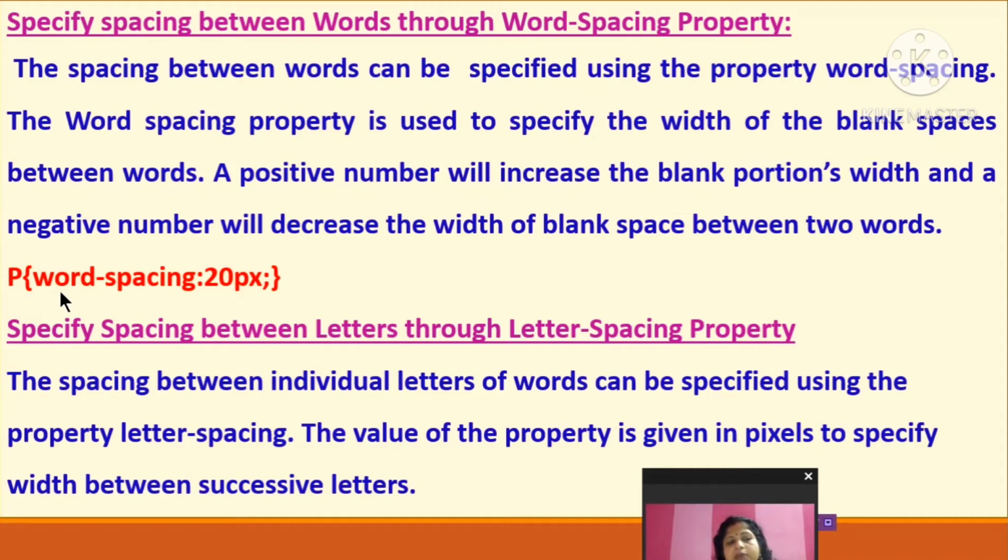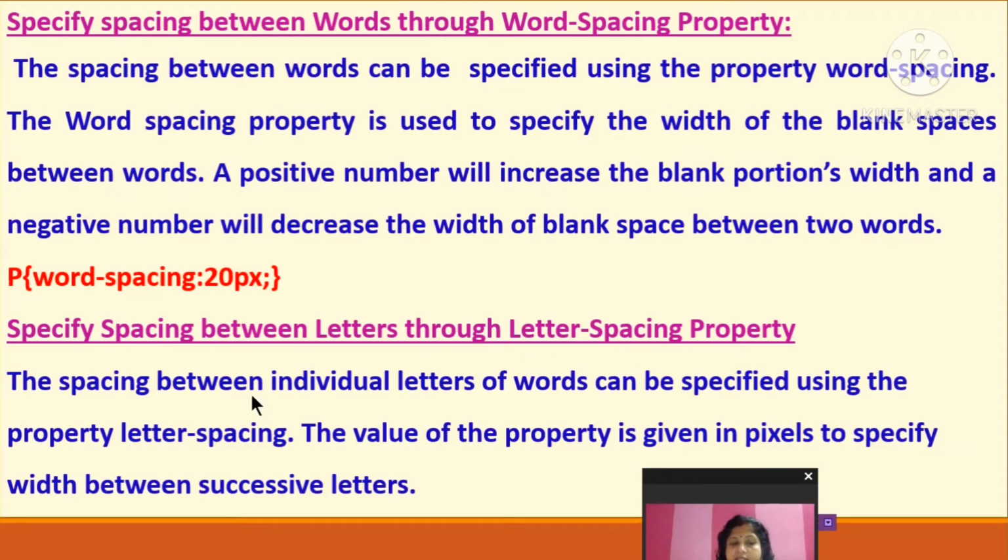For example, if I give word spacing 20 pixels, it is a positive number, so it will increase. If I make it minus 20 pixels, then it will decrease. So if you want to give some space between the words, we will use the property word-spacing. Specify spacing between letters through the letter spacing property.